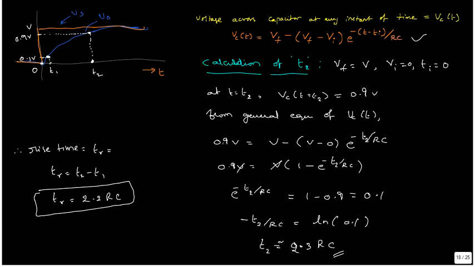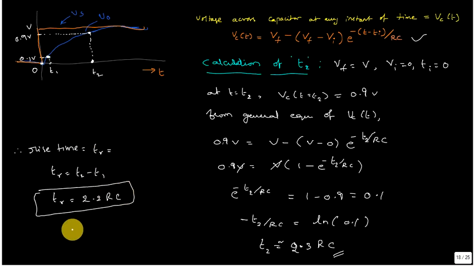Since you know T1 and T2, you can calculate the rise time. Rise time is the difference between T2 and T1. So 2.3 RC minus 0.1 RC will be equal to 2.2 RC. This is the expression for rise time. TR is equal to 2.2 RC.